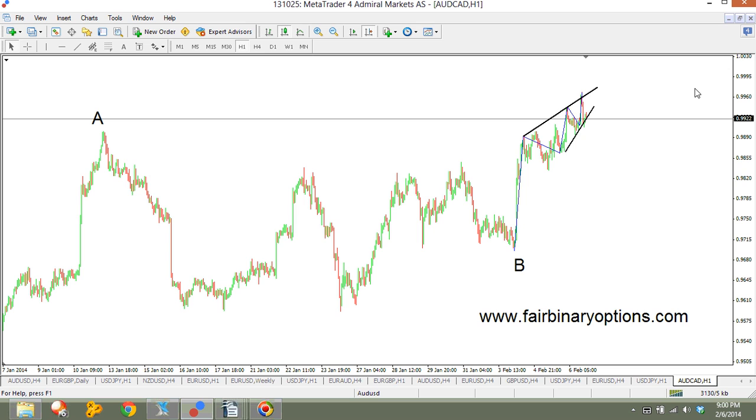Look at the price, where price is now. Well, price is just testing the 2 to 4 trend line. In any wedge, the most important one is the 2 to 4 trend line. Why? Because by the time it is broken, first of all, it needs to be a clean trend line.